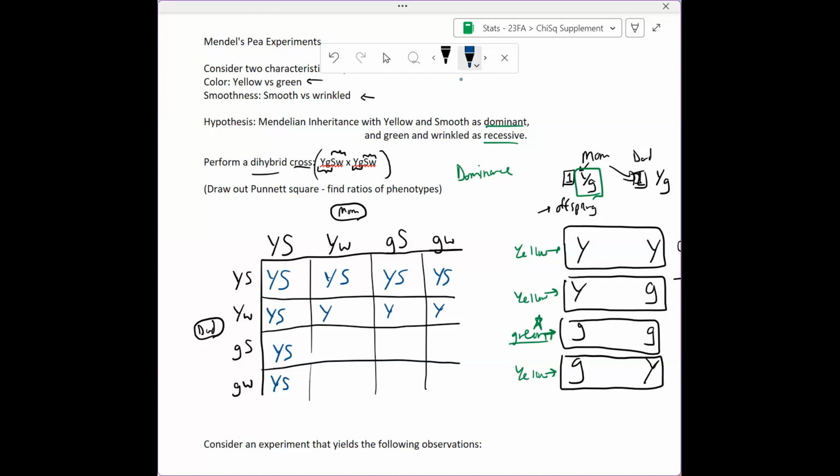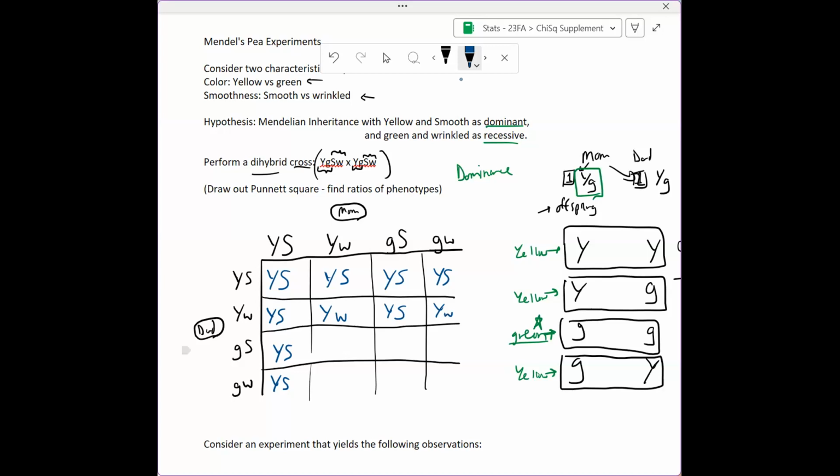But then dad gives wrinkled. Now in this box here, mom also gives wrinkled. So we have a wrinkled. That P would have a wrinkled texture. Wrinkled versus smooth is going to be smooth. And wrinkled versus wrinkled again is going to be wrinkled.